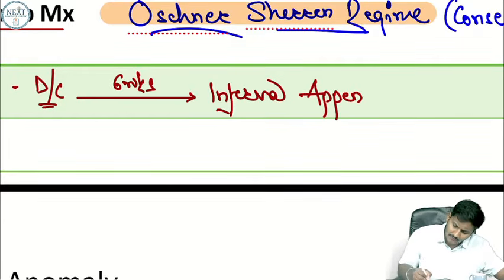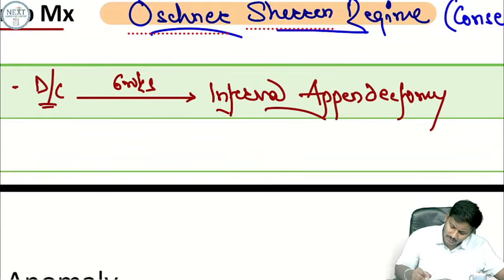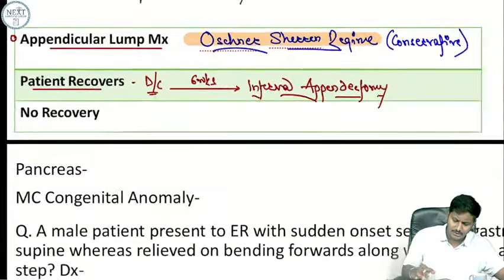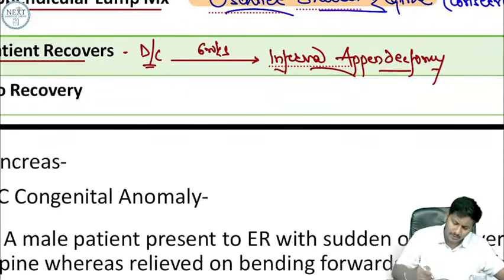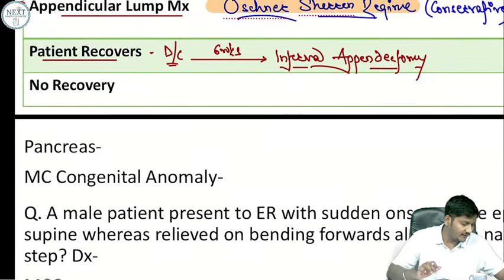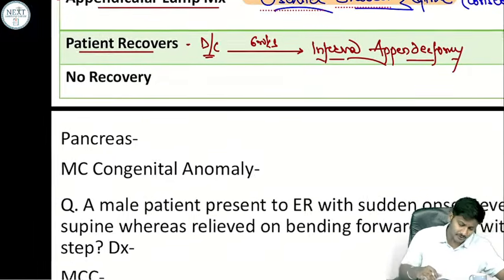Whenever you do a surgery after a gap of 4 to 6 weeks, that is called an interval surgery. So it is the interval appendectomy that we will do after 6 weeks. The reason is, we want all the adhesions to get resolved, and once adhesions are resolved, then we will go for a surgery.